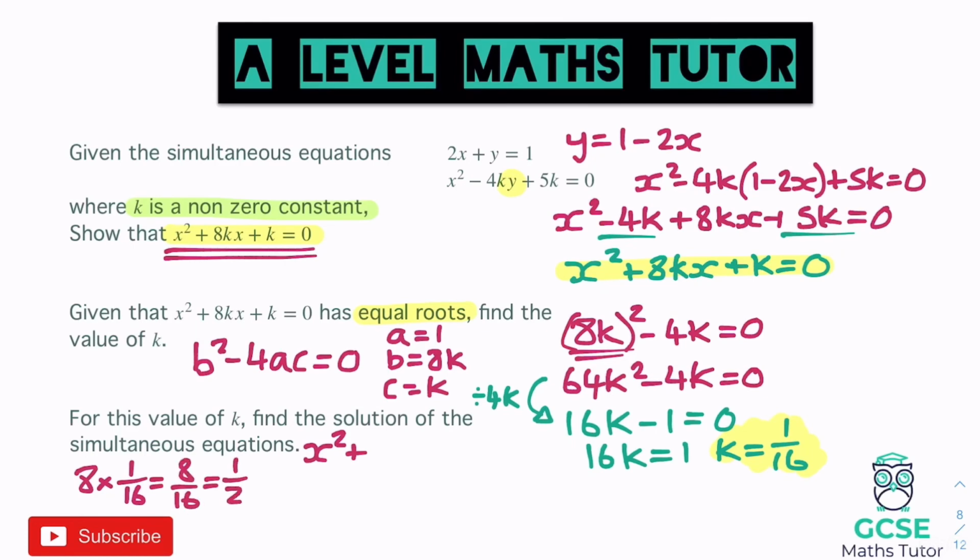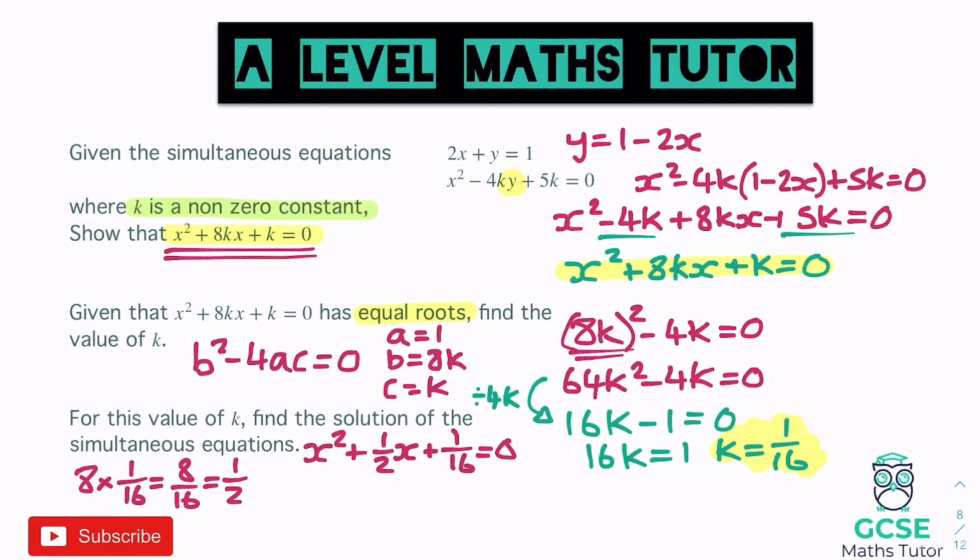So we've got x squared plus 1 half x, so we could write 0.5x, plus k, which is 1 over 16, and that all equals 0. We need to go about solving this. Now that does factorise into a double bracket, and we know it has equal roots, so it is going to be two of the same brackets. But we need to figure out what that's going to be. There are two different ways of going about this, but I like to eliminate these fractions.